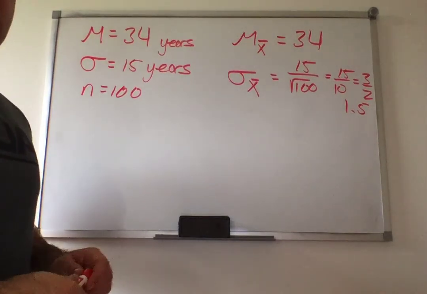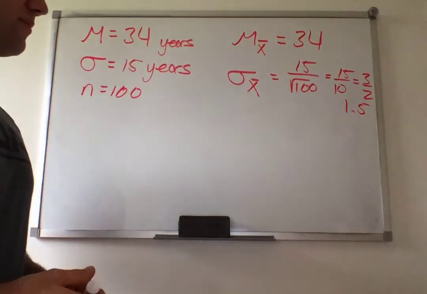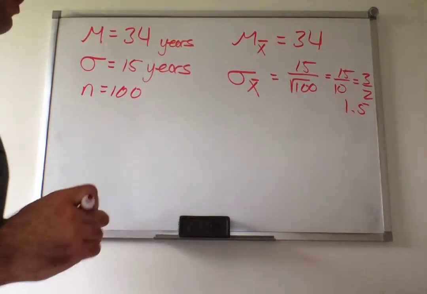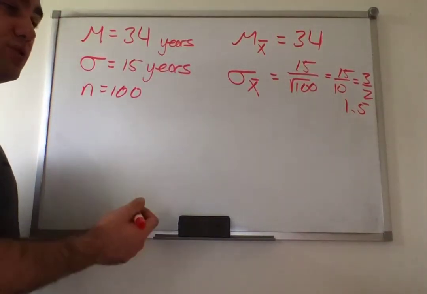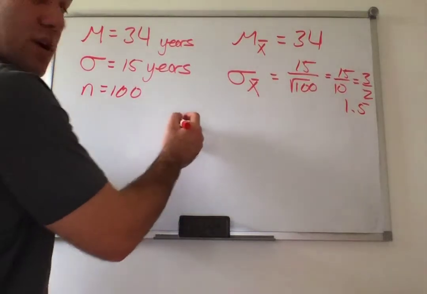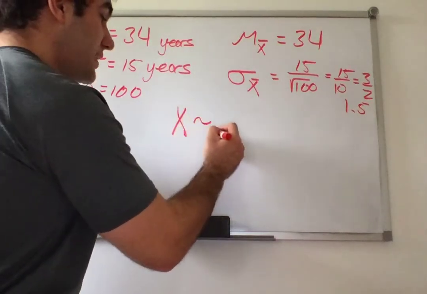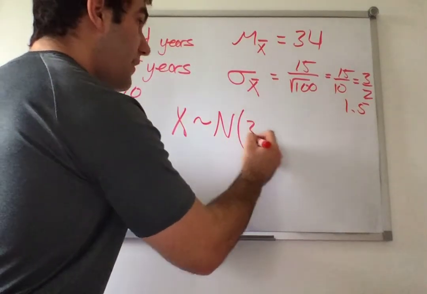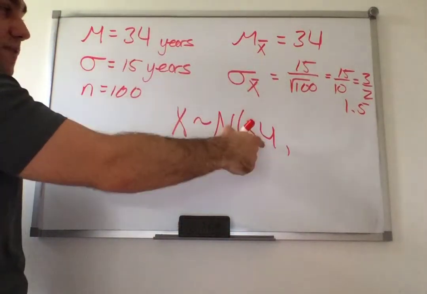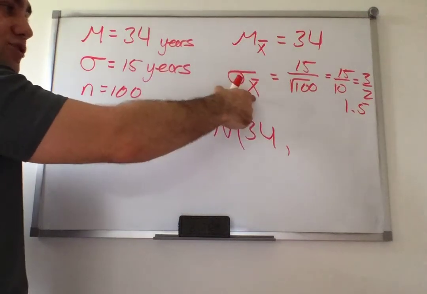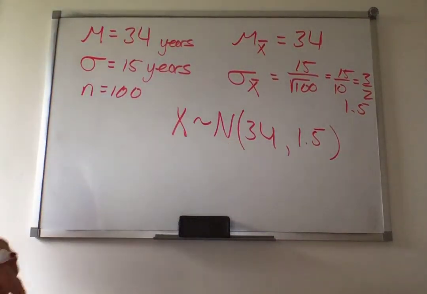Okay, so now let's see. What does the distribution look like? Well, since we're approximating things using the normal distribution because of the central limit theorem, we could say that our random variable x bar is approximately normal with the sampling average of 34 and a sampling standard deviation of 1.5. And this is what the distribution would look like.